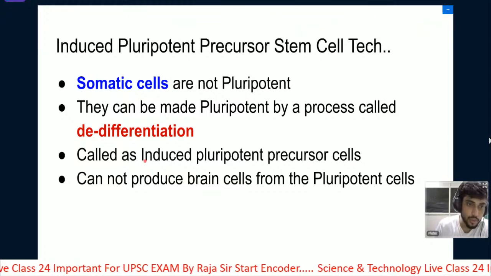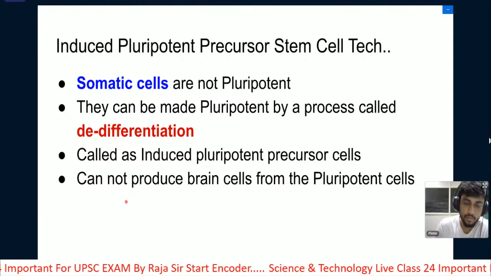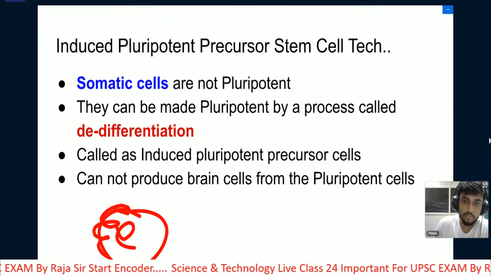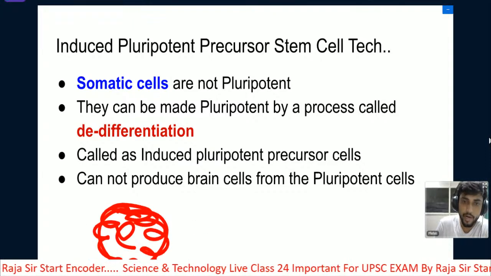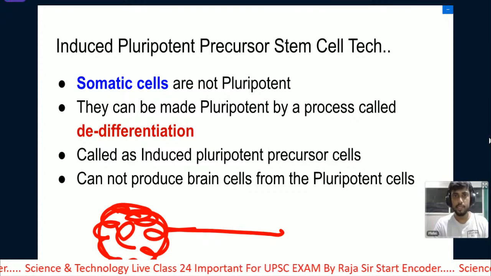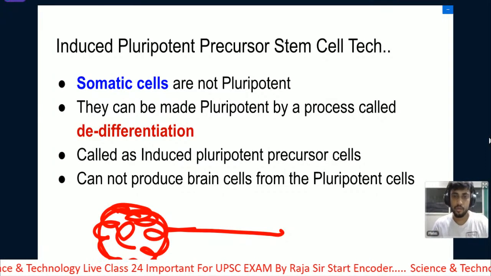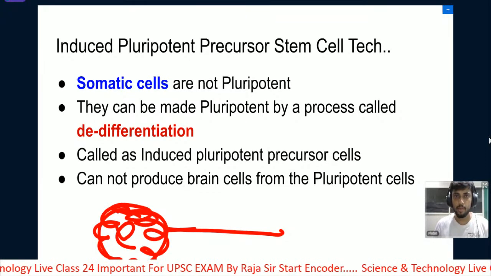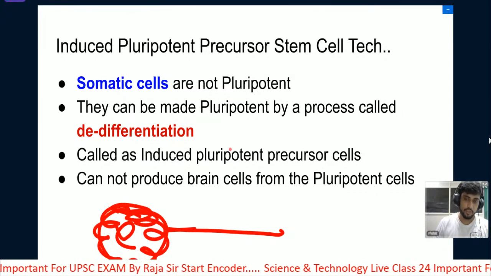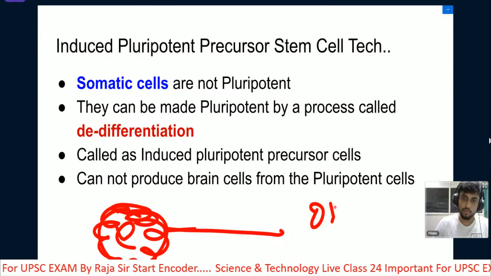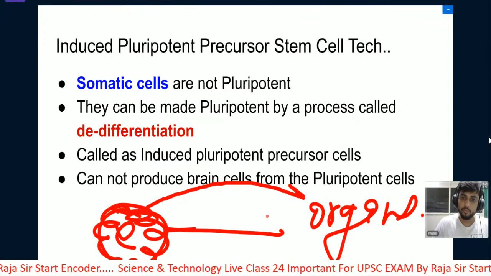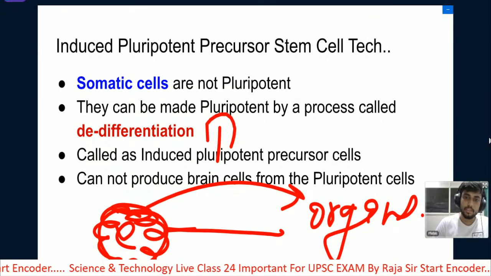The differentiation process was like this: we have the embryo, and the embryo is a cell mass in which all the cells are of the same type. By the process of differentiation, different organs are formed from the embryo, and this process is known as differentiation.